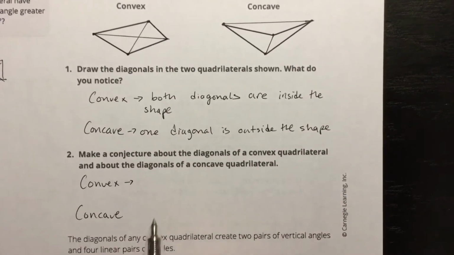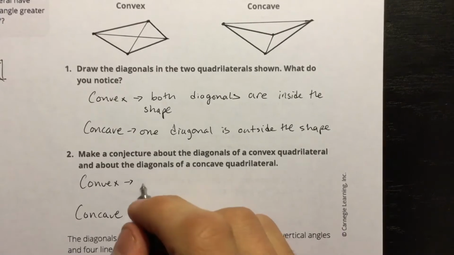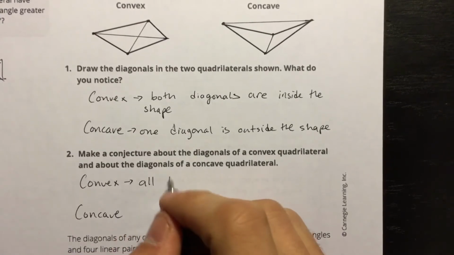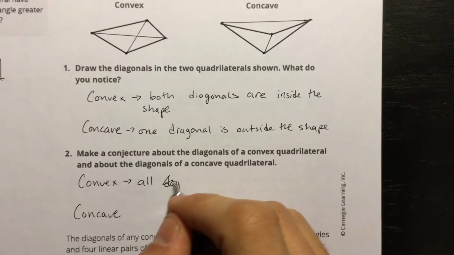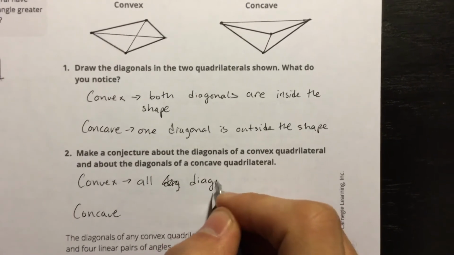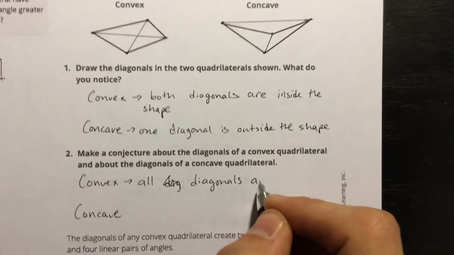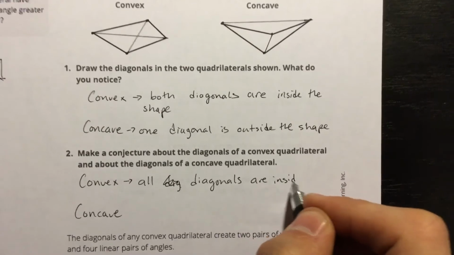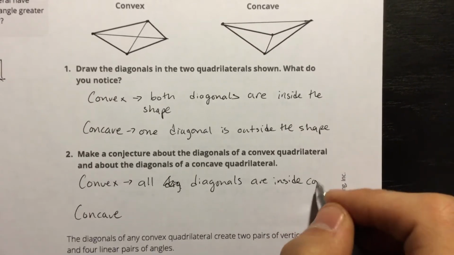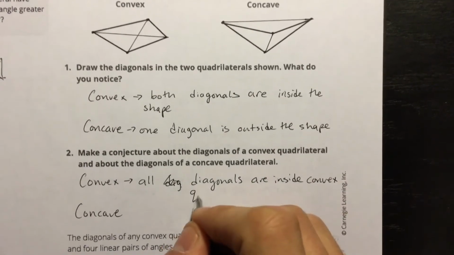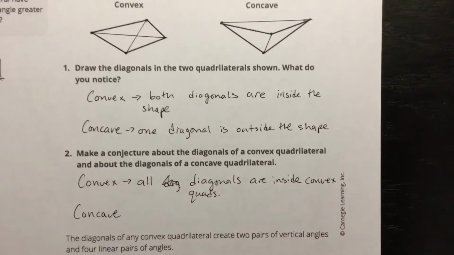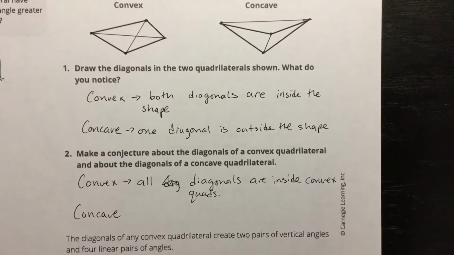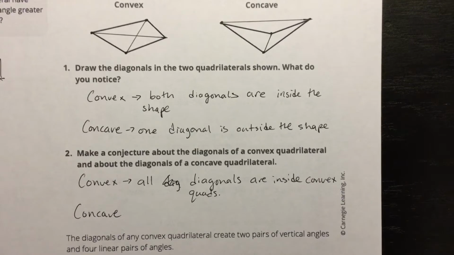So then my conjecture for convex quadrilaterals would be that all diagonals are inside convex quads. Okay, so my conjecture, my assumption would be that the diagonals of convex quadrilaterals are always inside the shape. So all diagonals are inside convex quadrilaterals.